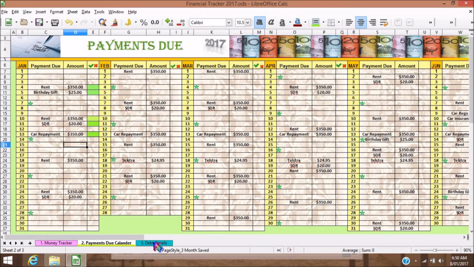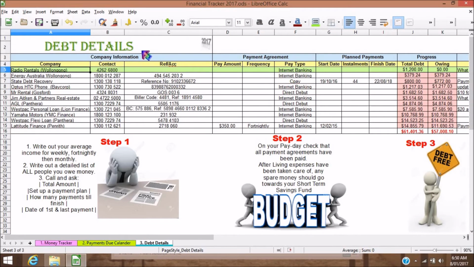The next one is called debt details. So in my debt details, it's pretty self-explanatory. Anything to do with your debt information gets put on over here. So this is probably the first place you go to when you're starting managing your debts. This is what I did when I first started creating this. This was the first page I made. So the first page I made was information about my debts.